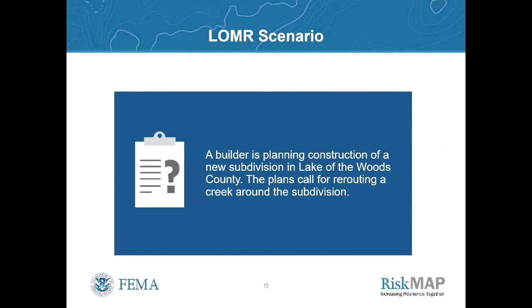And here's just a LOMR scenario of when a LOMR would be required. So a simple builder in this case is planning construction of a new subdivision and will be rerouting a creek around his new development. So relocation or any kind of elimination of a flooding source, piping a flooding source, would require an MT2.